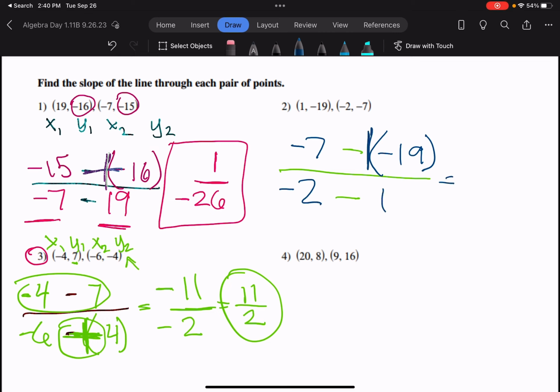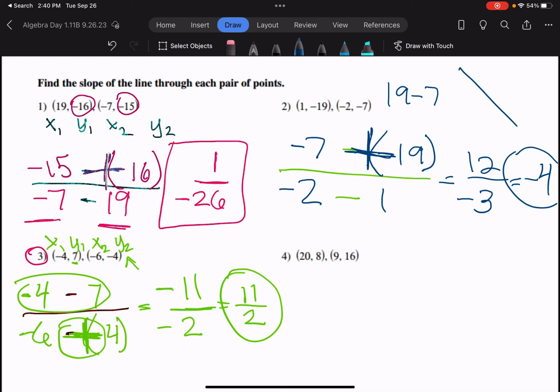Now again, this is going to be a plus. We have a negative 7 and a positive 19. That's the same as saying 19 minus 7, so that gives us 12. And then negative 2 and negative 1 gives us negative 3. So you can rewrite this as negative 4 if you'd like, because we know that this is 4 over 1. We know that our line would be going down in a negative slope, okay?